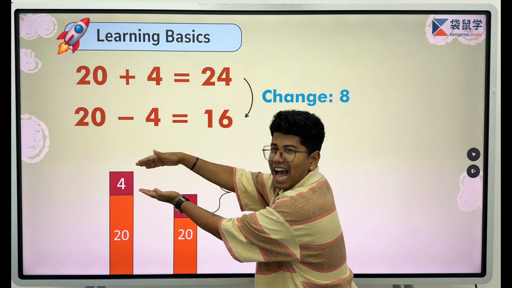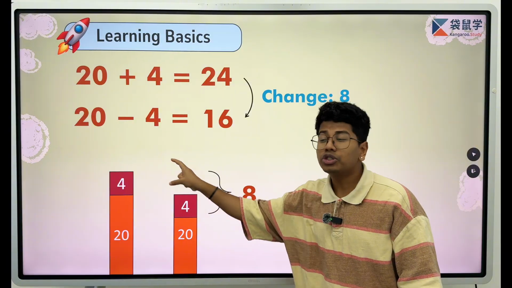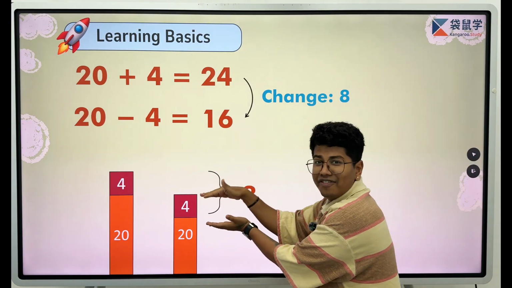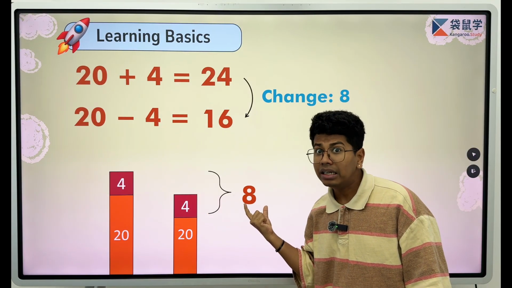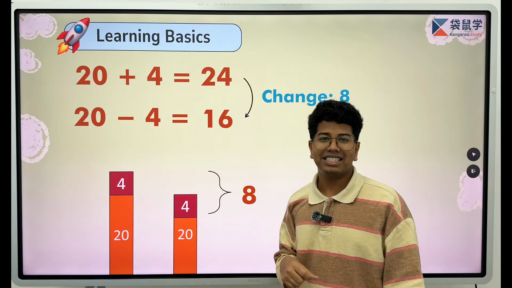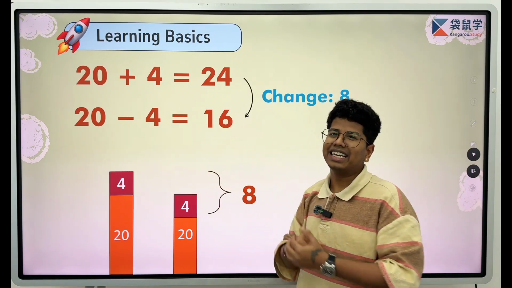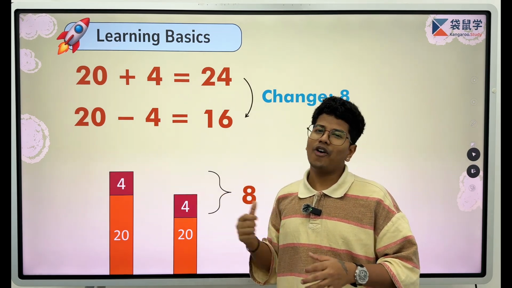Half, half. What if the change is 10? Then how much should we remove? Oh, just 5. If the change is 10, 5 and 5, half of 10. If the change is 14, then just 7 and 7. What if the change is 20? Then just 10 and 10. Very good. So whatever the change is, we take half of it.